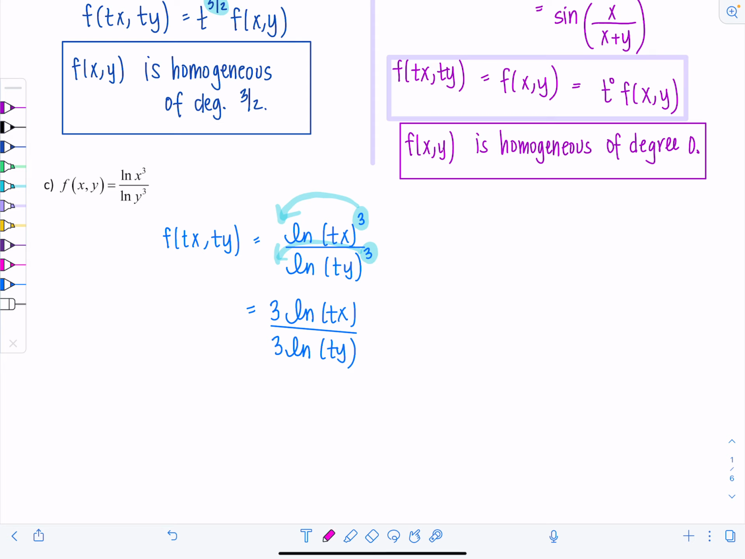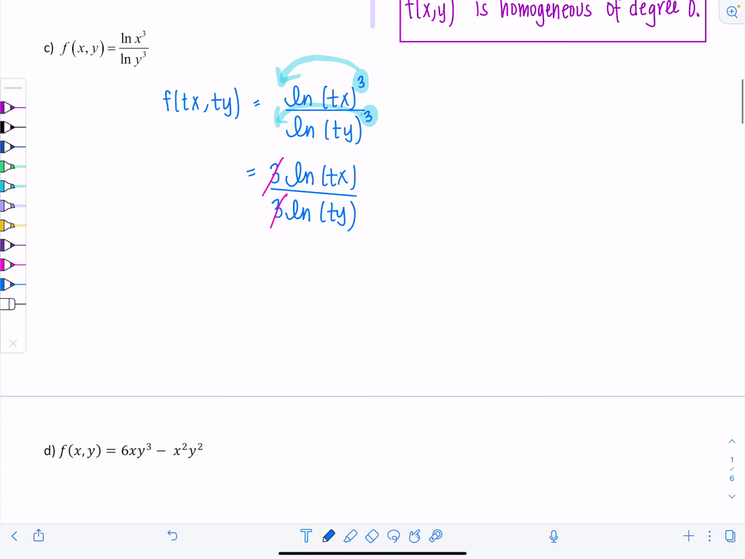Both those 3's cancel out, they're gone. And then I can expand both the numerator and denominator, again using our log properties, and write this as ln of t plus ln of x over ln of t plus ln of y.